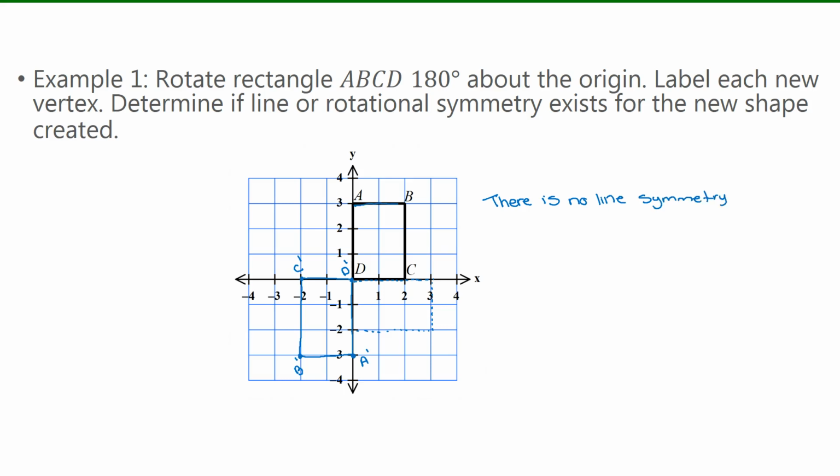But if I trace this figure now on some tracing paper and then rotate it about the origin, you will see that it does have rotational symmetry. So there is no line symmetry, but there is rotational symmetry of order 2.